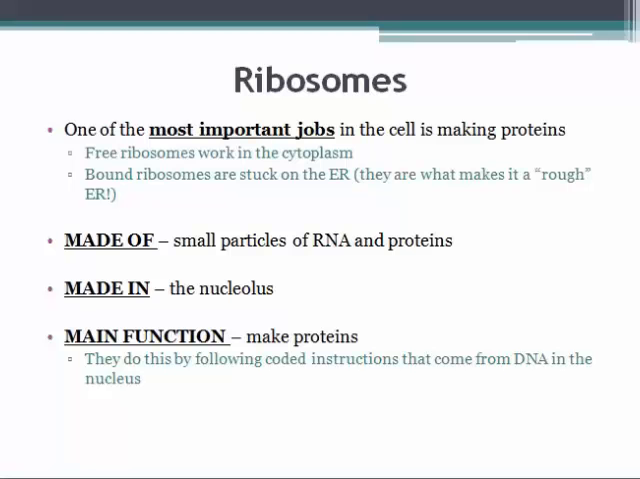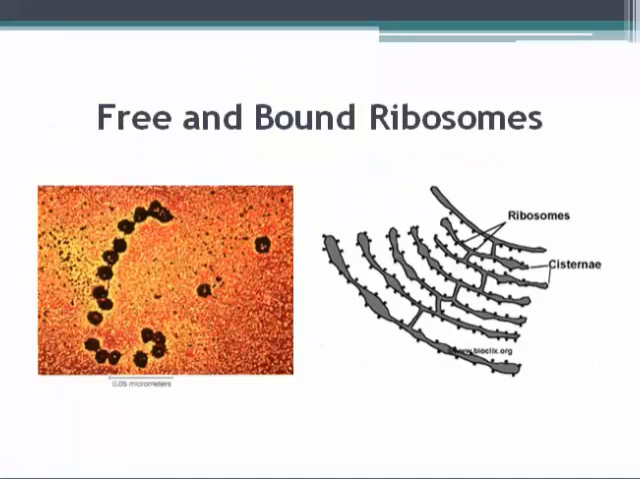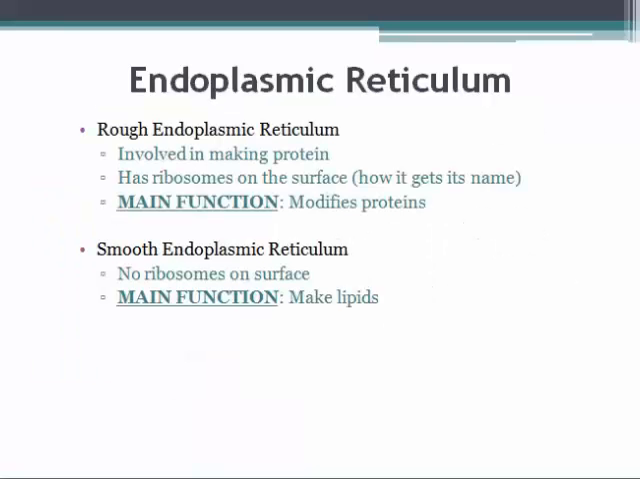Ribosomes are made of small particles of RNA and proteins. These are made in the nucleus. The main function is to help make the proteins. They do this by following coded instructions that come from DNA in the nucleus. Free and bound ribosomes. Here you have an example of the ribosomes and the sister name. The endoplasmic reticulum. The rough endoplasmic reticulum is involved in making proteins, has ribosomes on the surface, which is how it gets its name, and the main function modifies proteins.